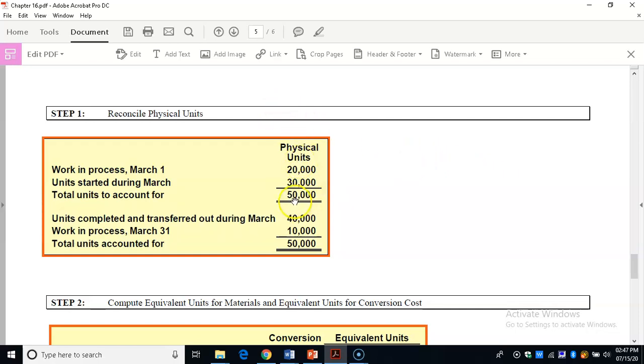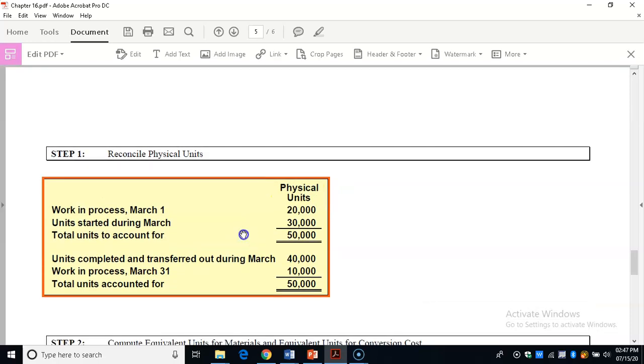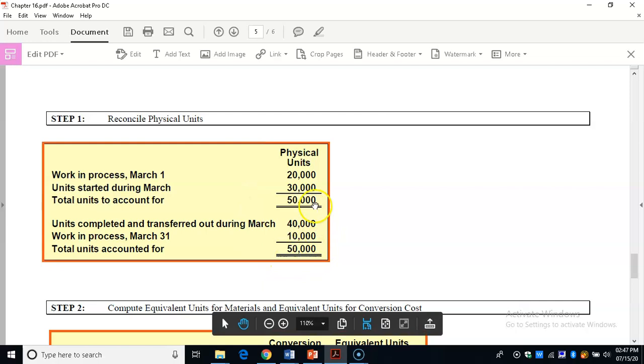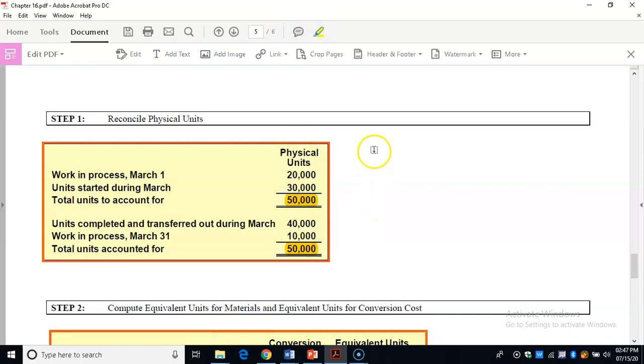So I want to point out that this number here, total units to account for, is 50,000. Total units accounted for is 50,000. These two numbers are always the same. So make sure you know that this number here is always the same as this number here.